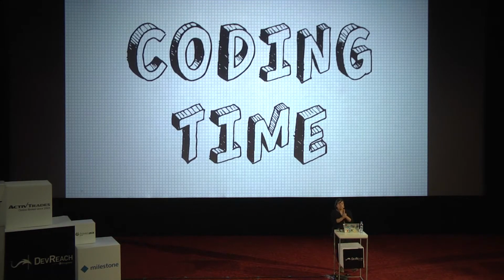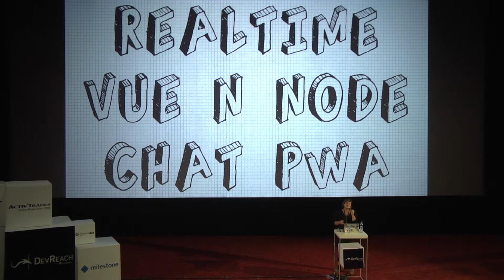So I want to use this time now to jump into code. We are going to be making a real-time chat application. We're going to be connecting a Vue application with Node, and we're going to make it a progressive web app. So real quickly, progressive web apps, because it's like, why did I need to make it a progressive web app? It's because I think all my applications should be progressive web apps.